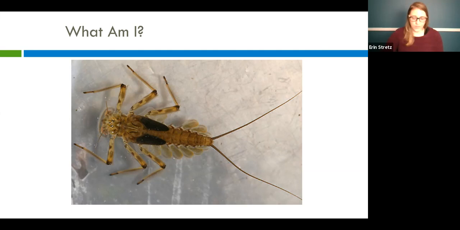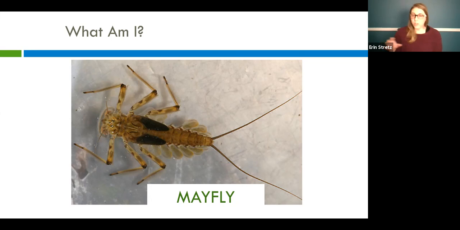So we have three pairs of segmented legs, so that's six segmented legs, not in a case. Wing pads for sure. Two tails, but we do have abdominal gills. So we are a mayfly. If this was a stonefly, it would also have those two tails, but no gills along the abdomen. It's a very smooth abdomen. This one, we definitely have those gills.